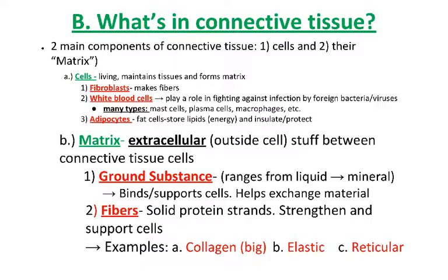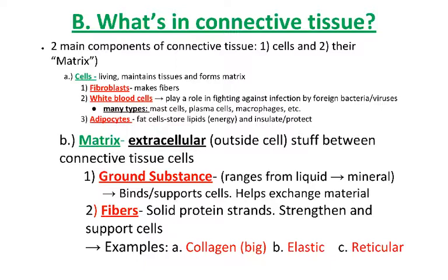Okay, so the matrix is made of two parts, the fibers and the ground substance. So the ground substance can be liquid or it can be mineral. But what they do is they act as sort of like a glue that combines and holds together all the cells. If it's blood, plasma is sort of like a viscous glue. Kind of think of it as almost like cornstarch slurry. It's like a soup that holds everything together and lets them interact with one another. But when we're talking about bones, it's calcium that kind of cements the cells together.